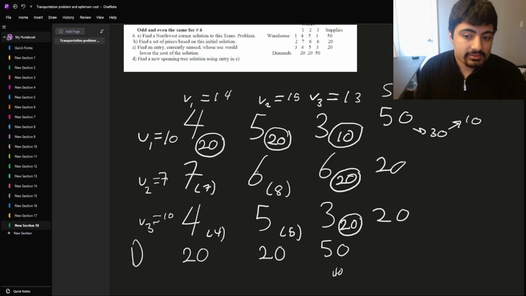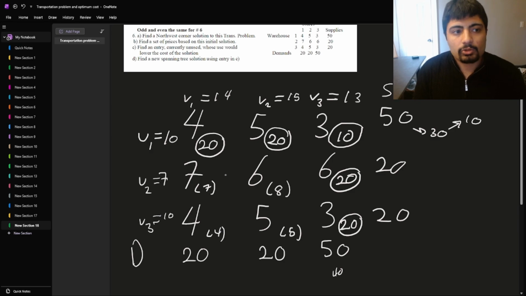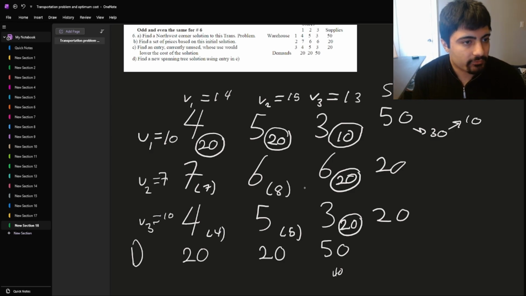But we have a 6 and 8. So the difference is 2 and the difference is 1 here. So even though the parentheses could be greater, it doesn't mean it will always be the optimal solution. So you always want to get the greatest difference, the one with the greatest parentheses value. When you subtract the price from the parentheses, you want to get the greatest value, basically.